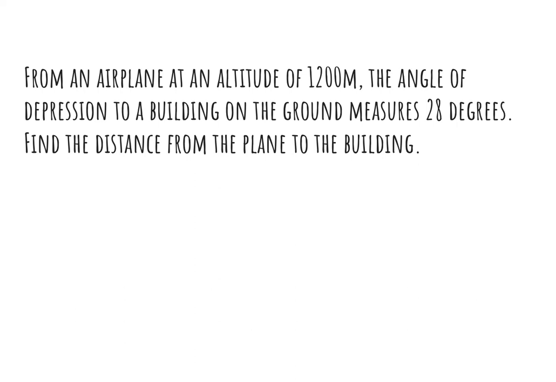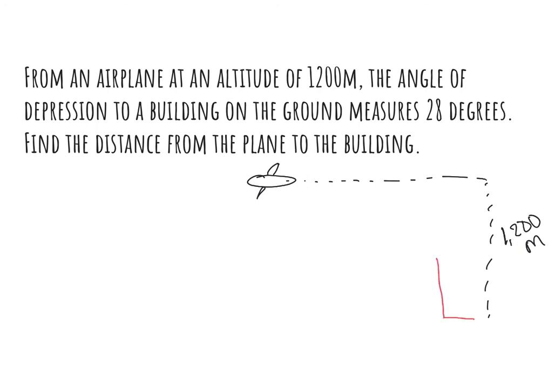So first I'm going to have my plane. So there's my plane. And this plane is 1,200 meters from the ground, because that is what altitude means. The angle of depression to a building. So there is a building somewhere. There's my building. So the angle of depression to the building on the ground measures 28 degrees.